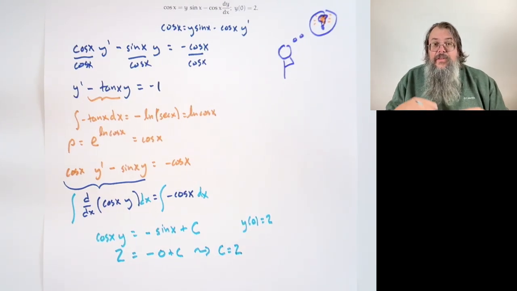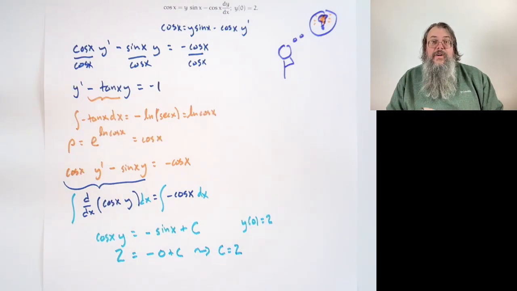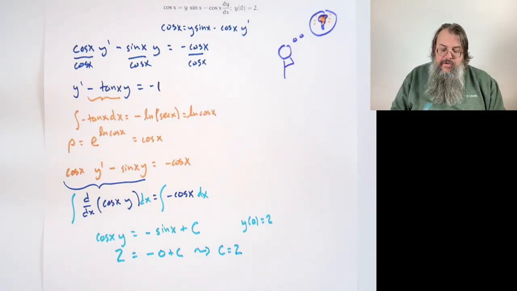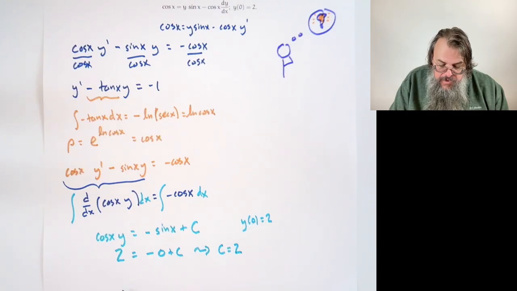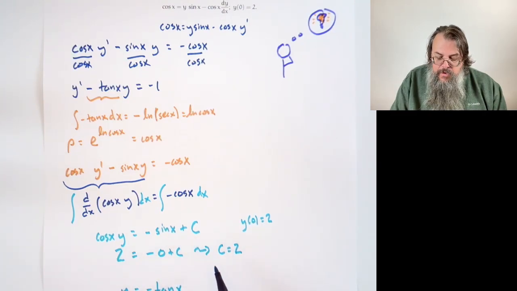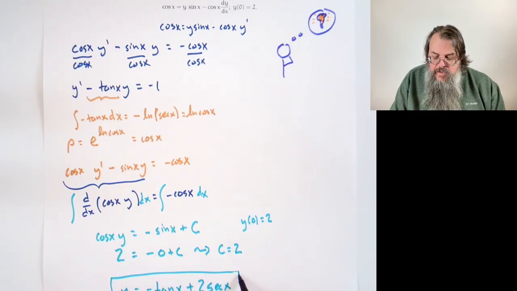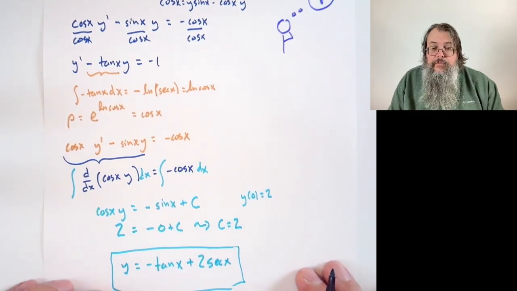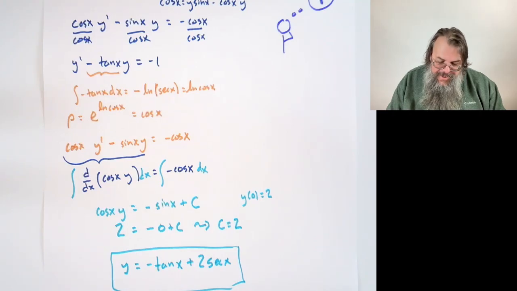Now, since it says find, we really do want to go all the way and get y by itself. So we're ready. Sine over cosine would make this tangent. Don't forget the minus sign. And then 1 over cosine is secant. c is 2. So plus 2 secant. And there we go.